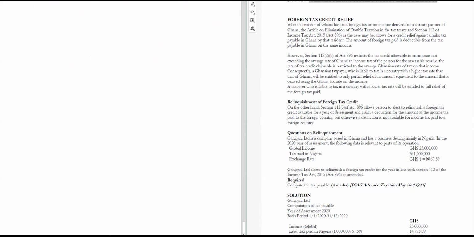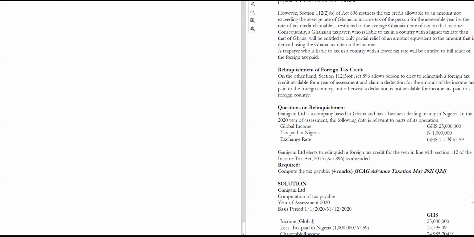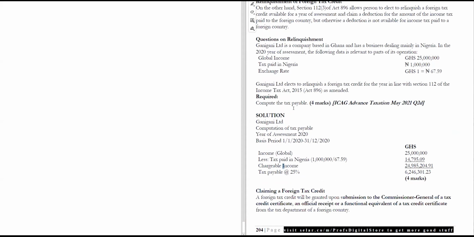So on the other hand, under Section 112, subsection 3, it allows a person to elect. You can elect that you don't want to take a credit, but the foreign tax that you pay, you relinquish it, right? By claiming it as a deduction against your income. But otherwise, we do not allow any deduction for foreign taxes paid. Okay, this is the only case where you get a deduction for a foreign tax paid, under relinquishment. Is that okay? Please, is everyone okay? Is everyone okay? So let's take a question on relinquishment.